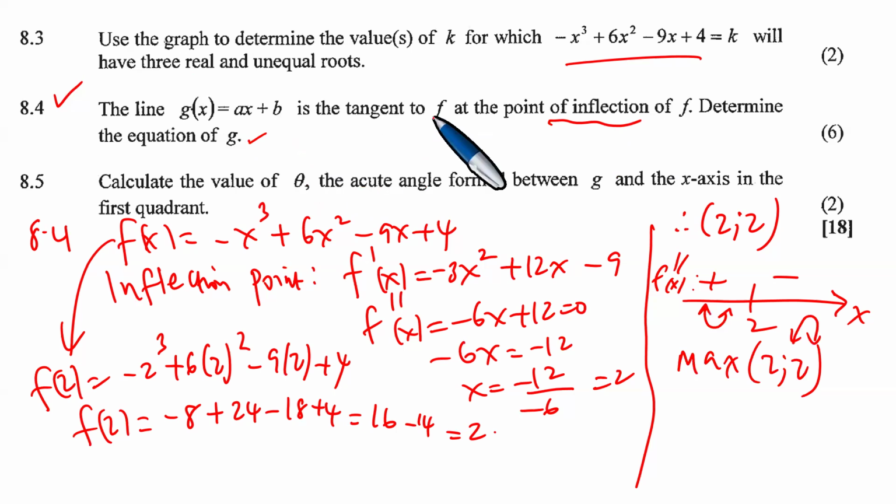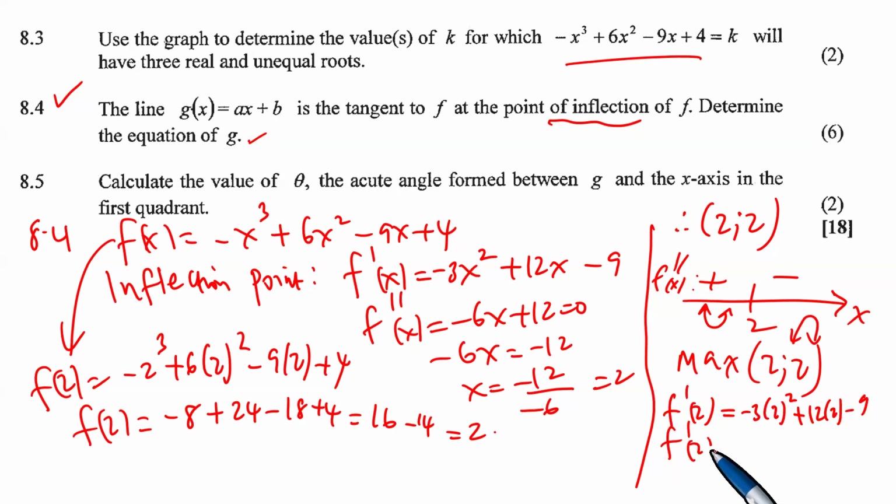So if you have a tangent to f, a tangent to f has a slope. We need to find f prime at 2. Okay, what is f prime at 2? This is f prime. So at 2, it's going to be exactly minus 3 times 2 squared plus 12 times 2 minus 9. f prime at 2 equals, let's check this one, 3.